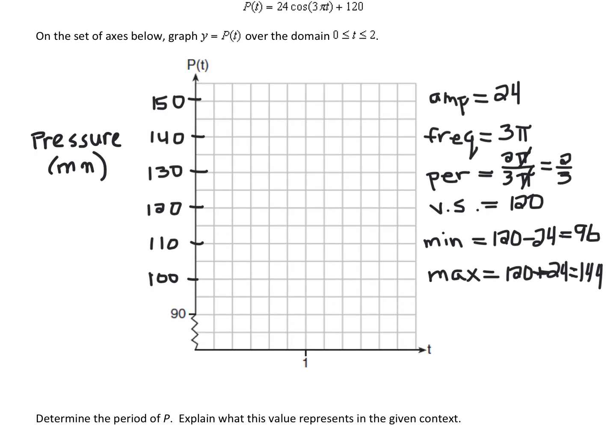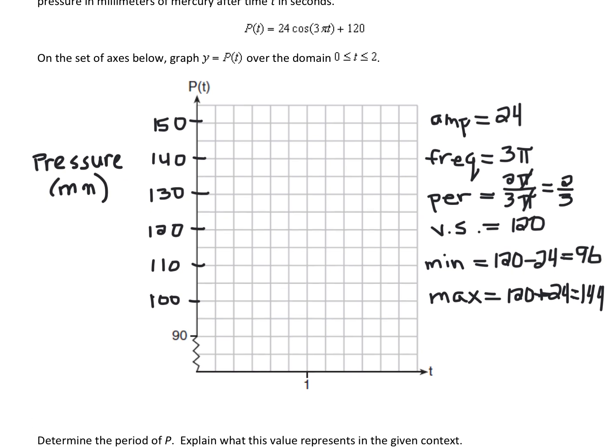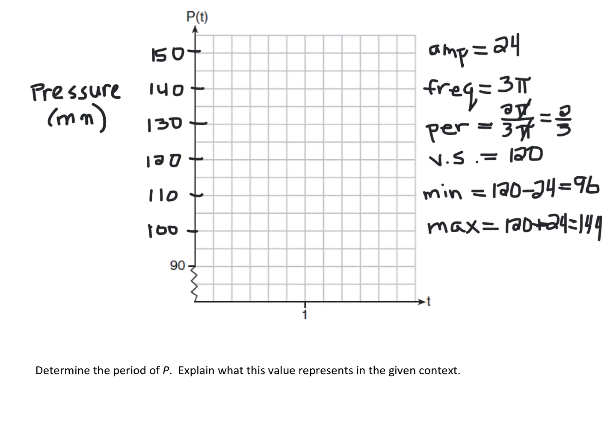Now, this axis down here, right? Didn't they say that t, let me pull it back up, right here, is the time in seconds? Okay, so this axis we're going to label time, and that would be in seconds.